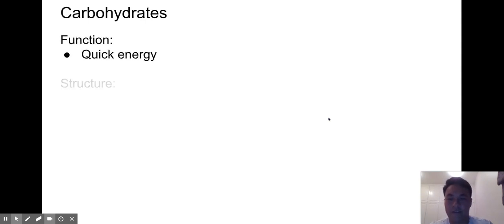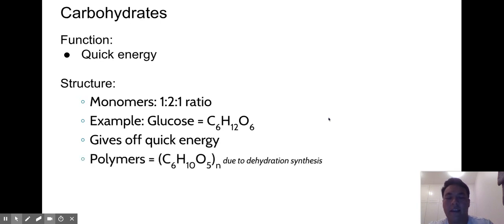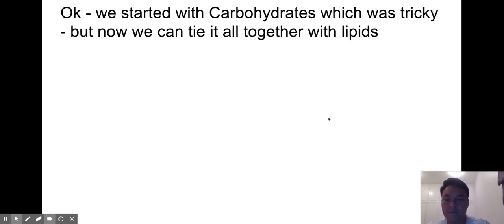All right, carbohydrates, did you get the function? Quick energy. You get the structure. So they're a 1 to 2 to 1 ratio of carbon, hydrogen, and oxygen. A little different for the polymer, right? It can be used for structural purposes as well. So what's a big difference from lipids that we're going to encounter later on is they have a lot more oxygen.